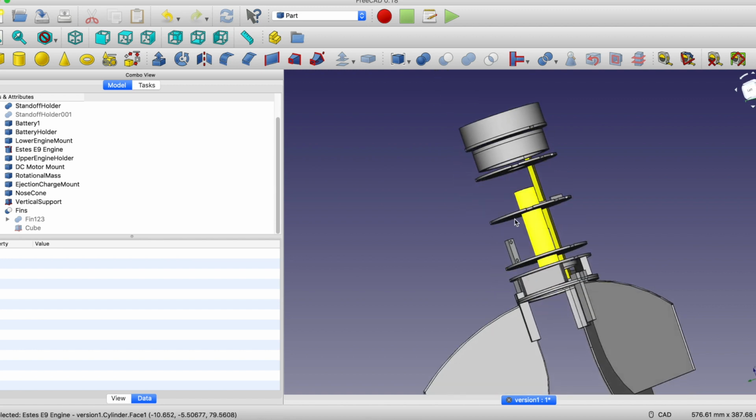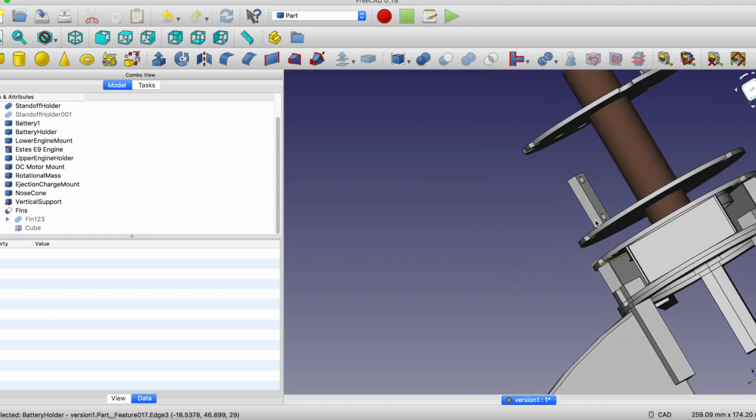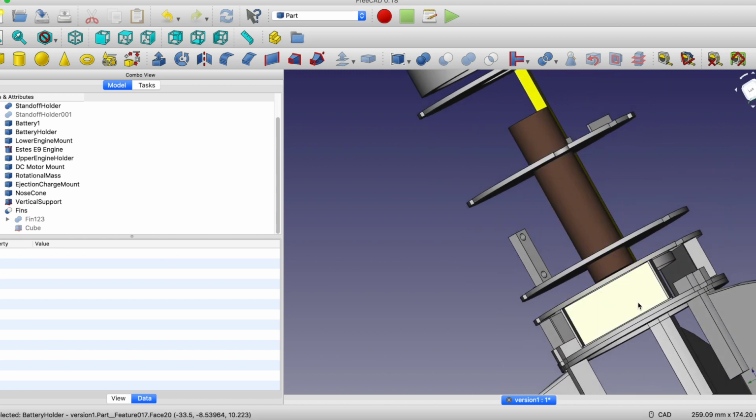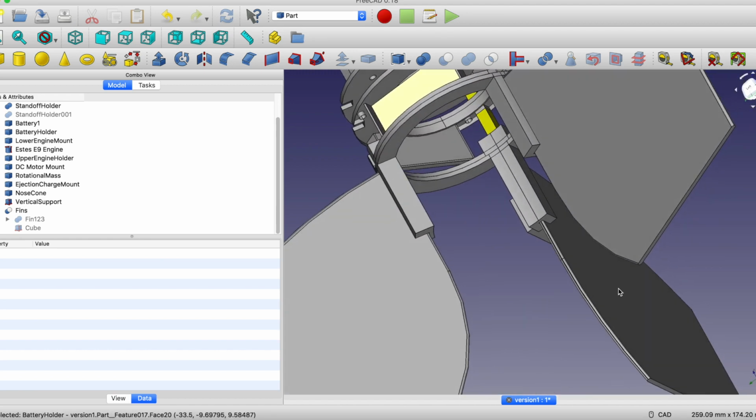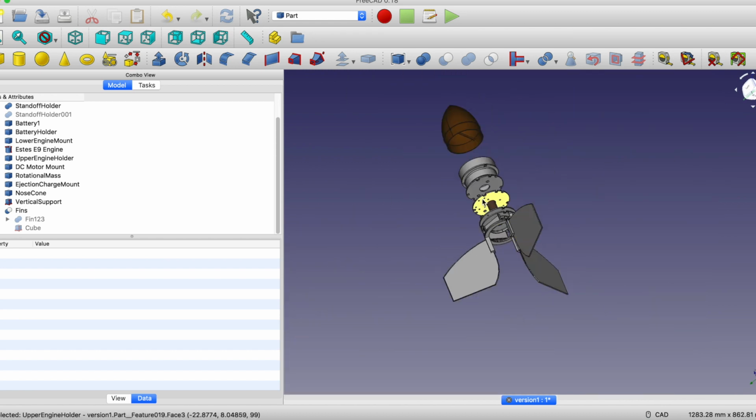Here's the mount for the rocket engine. So sometimes I say motor, and I mean the DC motor for the spin mass, or the rocket motor for the thrust. It's kind of ambiguous. And then a few mounts for the electronics. This is where the Raspberry Pi mounts, and then this is where the batteries are all held. And then the fins. But pretty easy to CAD all this stuff up, and then 3D print it all and put it together as you saw.